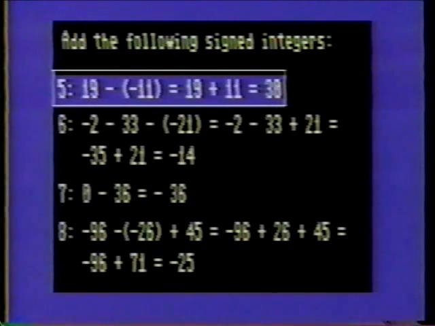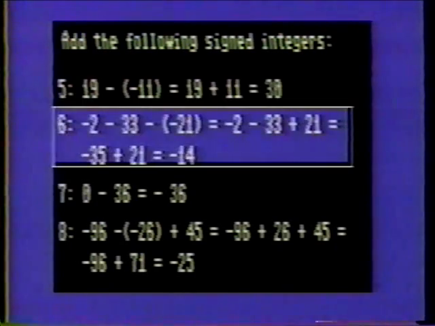Number 5. Remembering the sign changes that occur, 19 minus negative 11 is 19 plus 11. The result of adding these two numbers is 30.